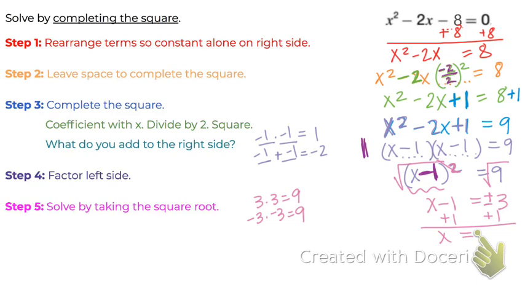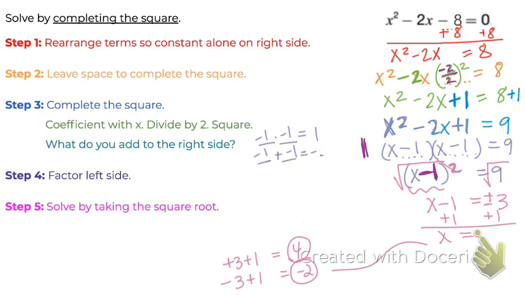So if you look on the right side, you have +3 or -3 plus 1. So if you think of that, you have +3 plus 1, which is 4, and you have -3 plus 1, which is -2. So those are our 2 answers.